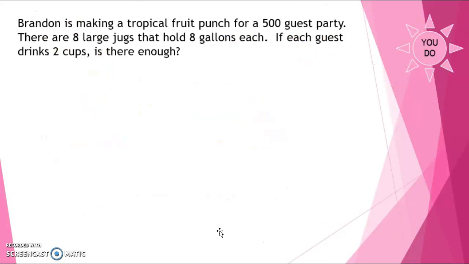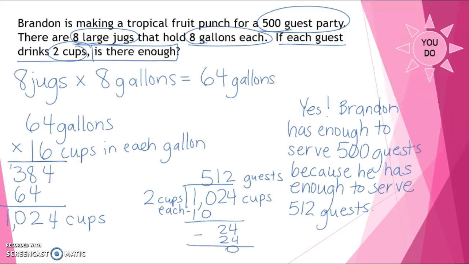Now pause the video, read this problem, and solve it on your own. Okay, here is the answer. Now notice how I set up the equation initially. Brandon's having a party for 500 guests, okay? There are 8 jugs, and each jug holds 8 gallons. So I have to multiply to think about how many gallons I have in all. So we have 64 gallons in all because 8 times 8 is 64.